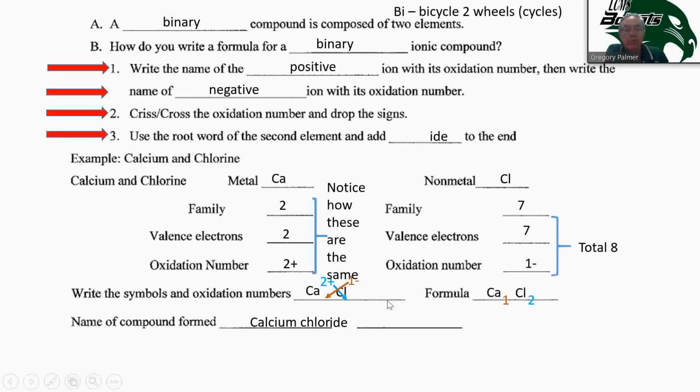You're going to practice a few of these in your notes. Okay, so you're really going to need these steps, and then you're going to be crisscrossing the oxidation numbers and putting IDE on the end of the second name. And we'll check in with you next time and see how that's going.